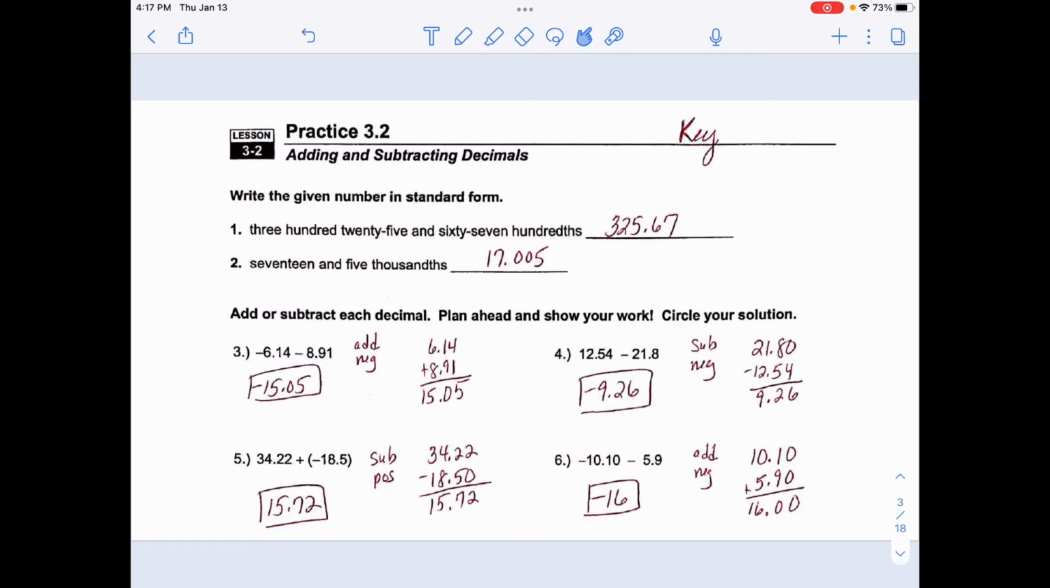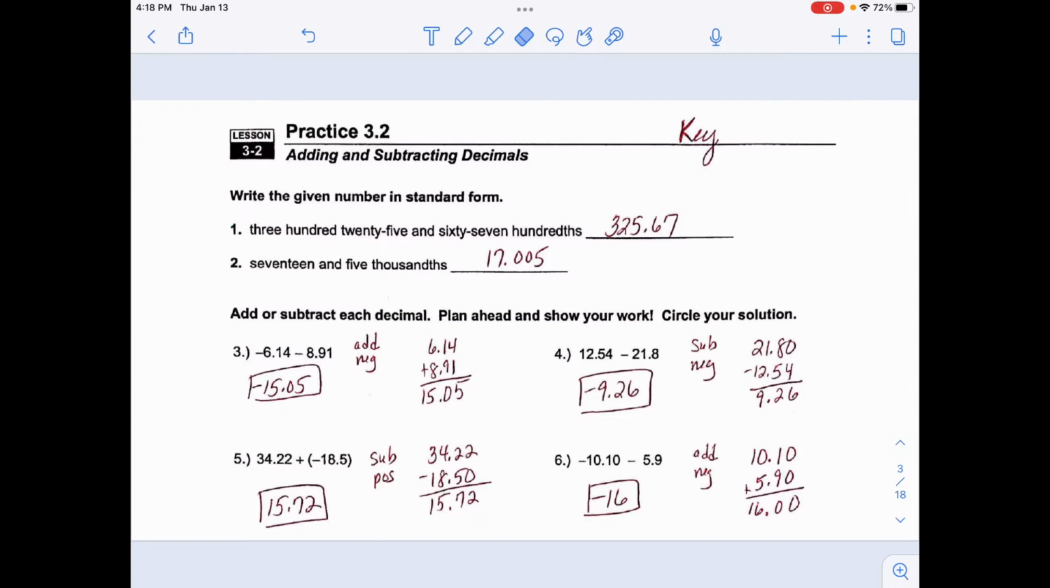We did a lot of work on how to add and subtract decimals, specifically when we're dealing with positives and negatives. So for number 1 and number 2, we should have written the numbers in standard form. Put a check next to each problem if you got it correct, mark it wrong, and write the correct answer on the side if you got it incorrect. So the first problem there, we have 325 and 67 hundredths, which is what it says there, but if I were to read out the answer, we have 325.67. For number 2, you have 17.005.